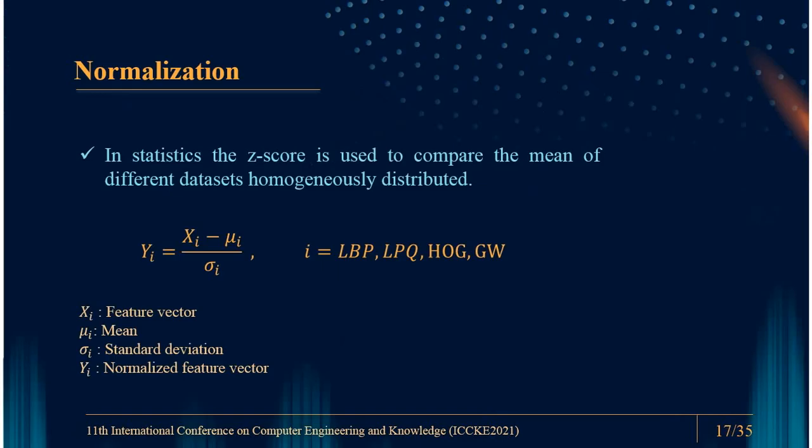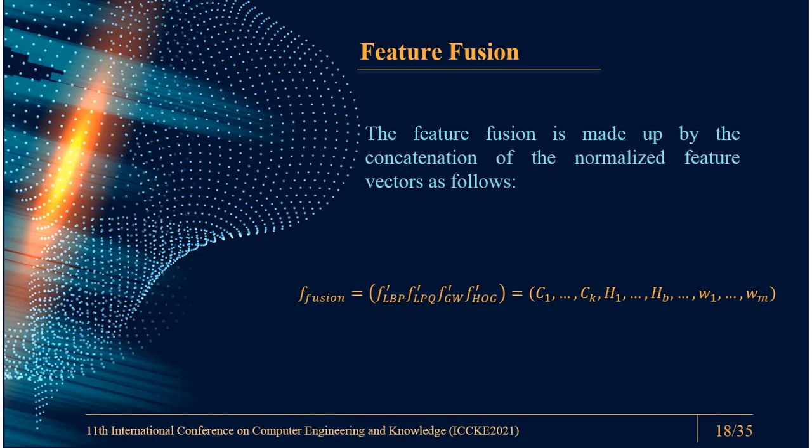Feature fusion. First, normalization. Analyzing data is much easier when they are normalized, so we use the Z-score for normalization. In statistics, the Z-score is used to compare the mean of different homogeneously distributed data sets. In this equation, xi represents the feature vector, mu represents the mean, delta indicates the standard deviation, and y shows the normalized feature vector.